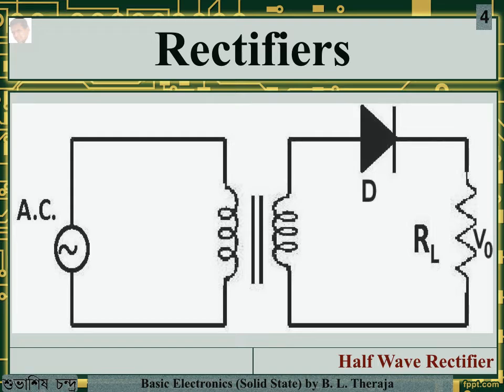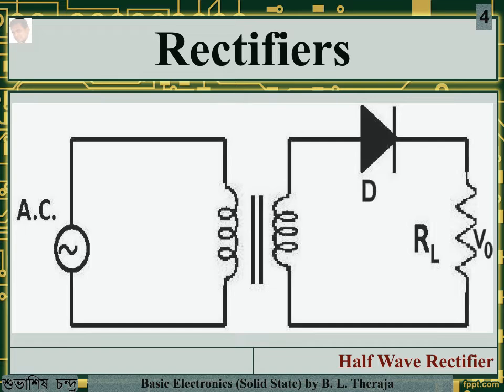As you can see, the half wave rectifier has an AC source coupled to a transformer, and there is one single diode through which the current can flow, and it goes through a load resistance RL where output voltage V0 is obtained. The use of a transformer permits us two advantages. Firstly, it allows us to step up or step down the AC input voltage as per the requirement. Secondly, the transformer isolates the rectifier circuit from the power line and thus reduces the risk of electric shock.